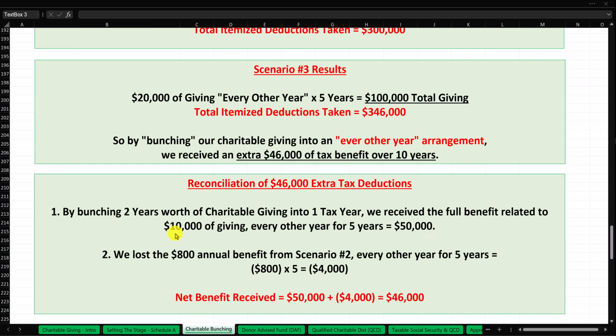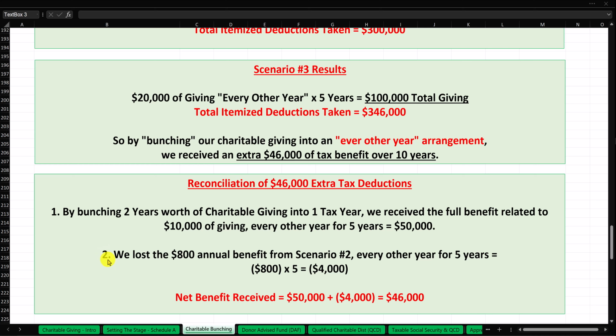Remember what we said earlier, that part of the original $10,000 is being used just to get up to and above the standard deduction threshold. So now when you layer on another $10,000 of charitable giving, that entire amount you get benefit for. So again, it's that extra $10,000 for 5 years is $50,000.